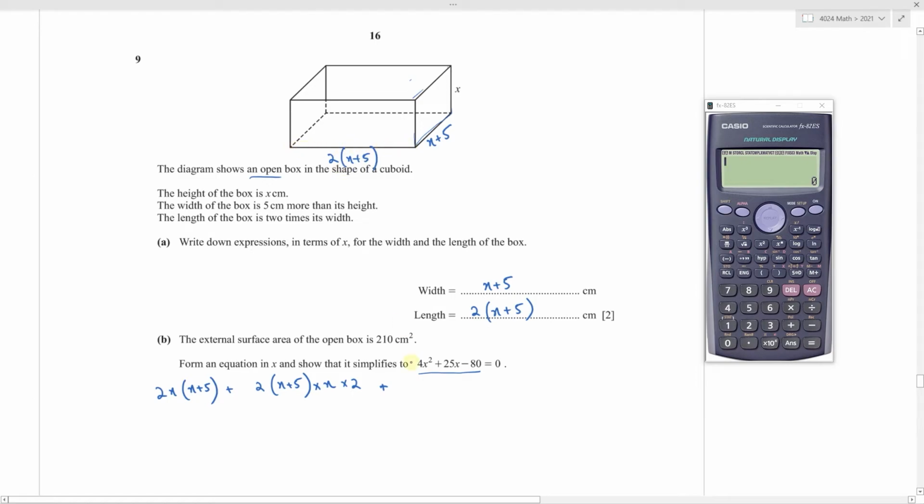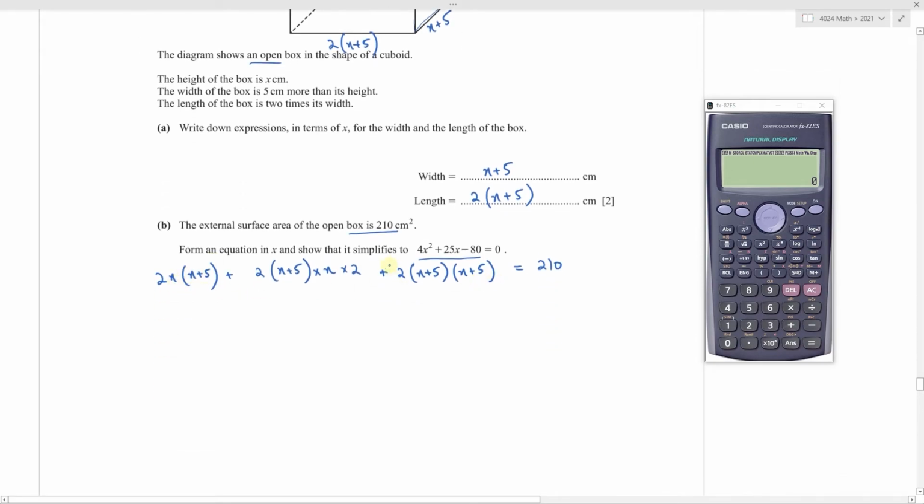This side is 2 into x plus 5, and this side is x plus 5 as well. So this is the area of the base, and I will not multiply it by 2 because the top is open, so that's not part of the external surface area. So now you have 1, 2, 3, 4, and 5 faces. So 2 faces right and left, 2 faces front and back, and 1 bottom. And if you add the surface area of all, it should equal the external surface area of this open box, which is 210. So now let's simplify this equation, and we'll show that it simplifies to this expression.